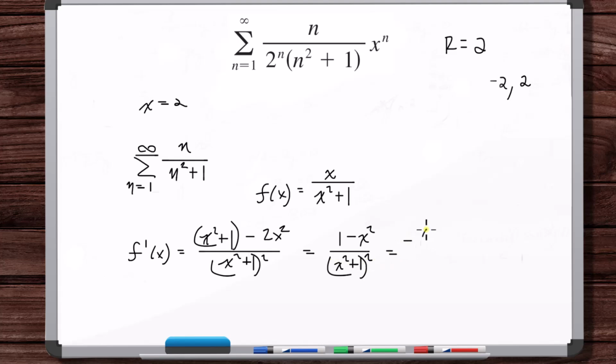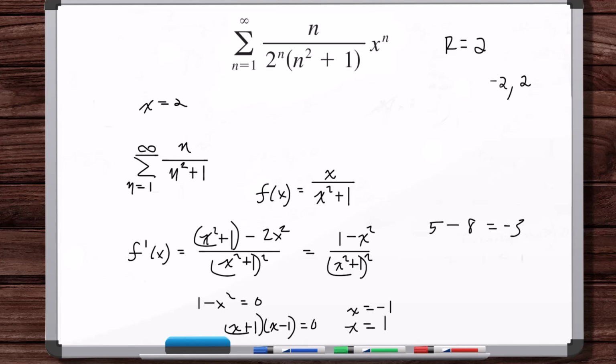If we take out a minus here, we get x squared minus 1. Okay, no, that's not going to do anything. So when does 1 minus x squared equal 0? When x is equal to minus 1 or x is equal to 1. So let's plug in x is equal to 2 into this derivative. So you got 2 squared plus 1 is 5, minus 2 cubed is 8, minus 3. So it's going to be negative. The derivative is negative all the way to infinity once you get past n is equal to 1.